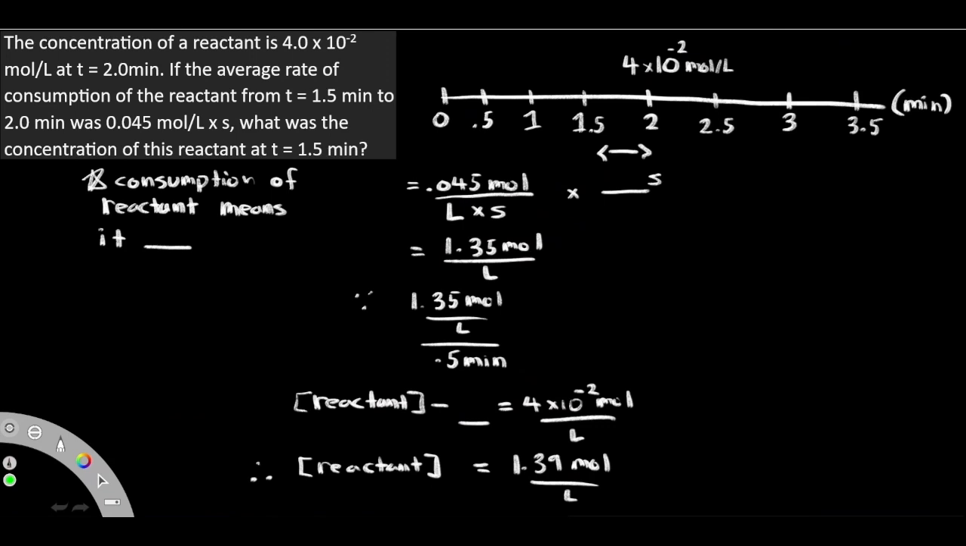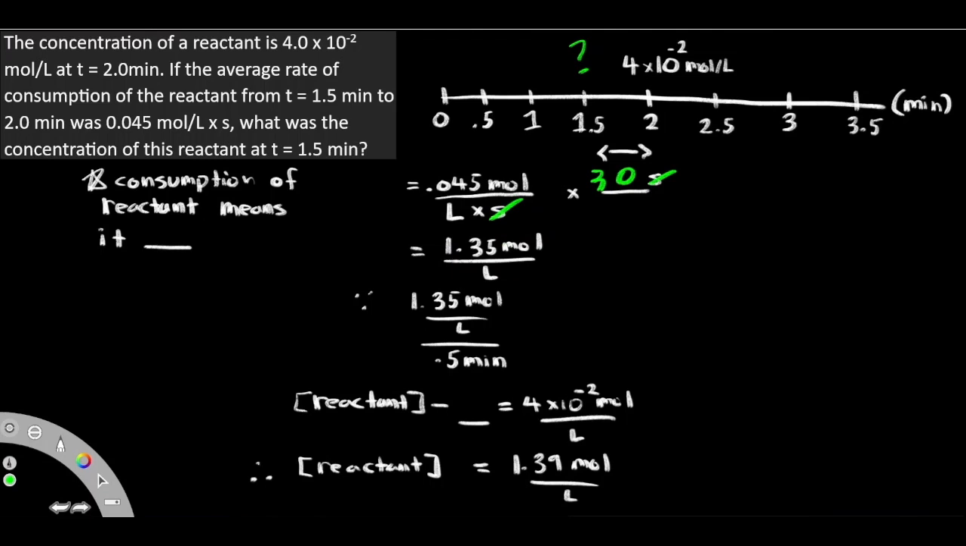Next question over here, at the 2 minute mark, we have this much. We're trying to find out what it is at 1.5. So 1.5, this is a 0.5 difference, right, from 1.5 to 2 minutes. What changed? Well, we had 0.045 moles per liter per second, but we don't care about what happened in a second. We care about how much it got consumed within this 0.5 minutes or 30 seconds. I'm just going to put 30 seconds over here. These seconds cancel out. I end up getting this concentration.